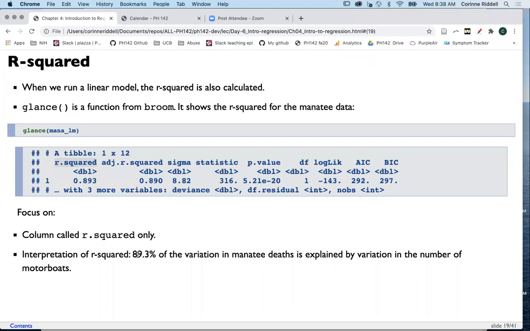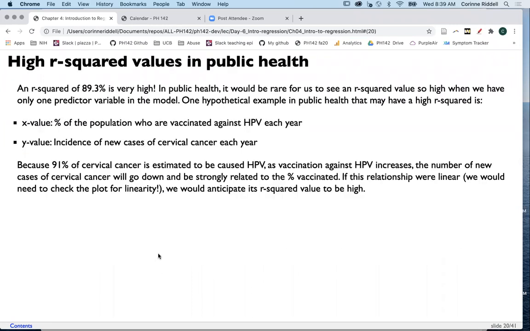Okay, so that's really high. In public health, especially if you just had one variable, it's very rare that you would see something so high. Even if you're building a prediction model, so you're trying to do your very best to predict some health outcome, and you're throwing in all of these risk factors or predictors into the model, you might only get an R squared of like 0.4 or 0.6. And so it's often really hard to get an R squared value that's so high in public health. But in these kind of toy examples from the book, they happen.